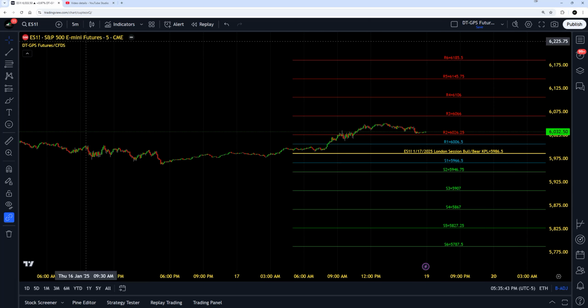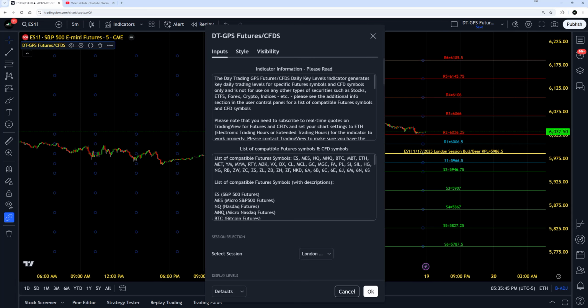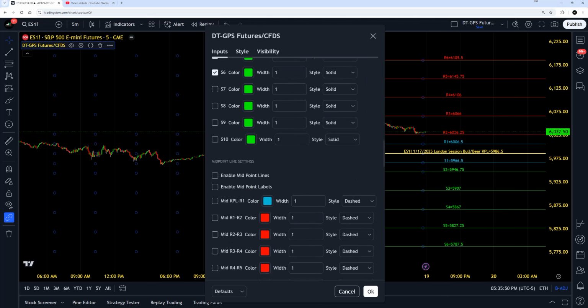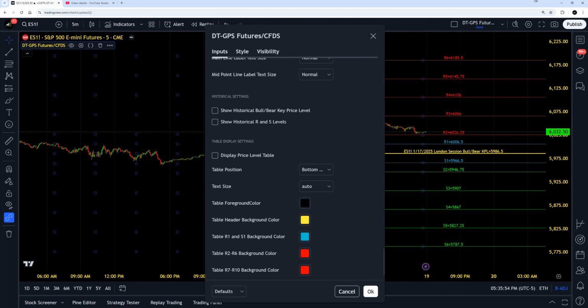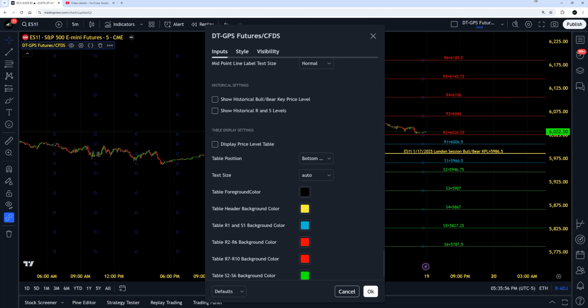So the next thing that we want to do is we're going to go down near the bottom of the user control panel, and we're going to turn on historical settings, and we're going to enable both show historical bull bear key price level and show historical R and S levels.